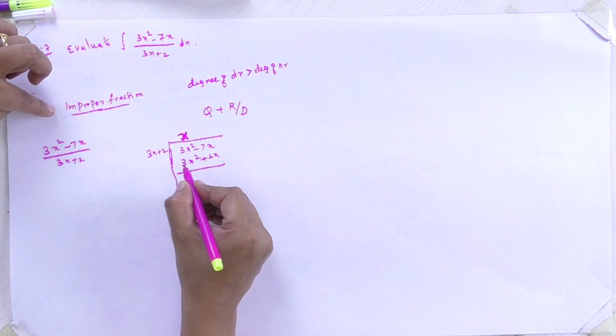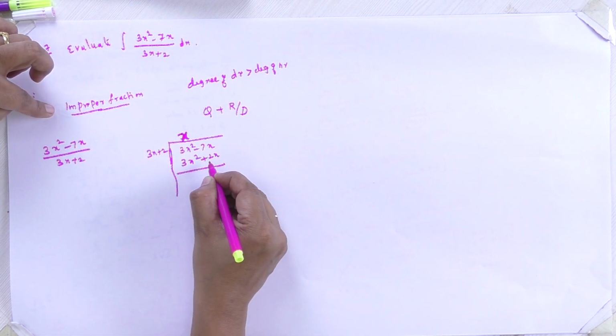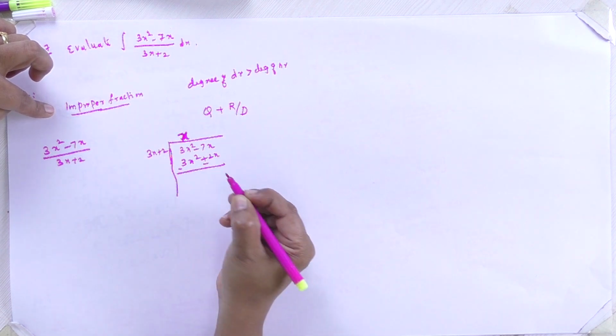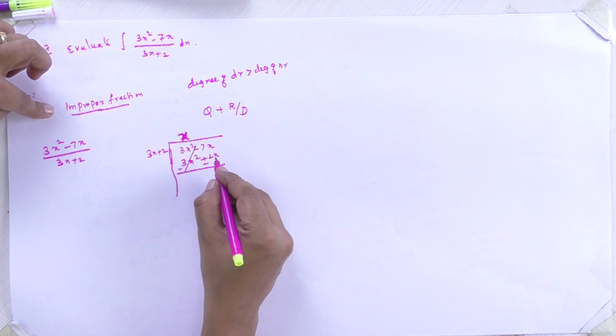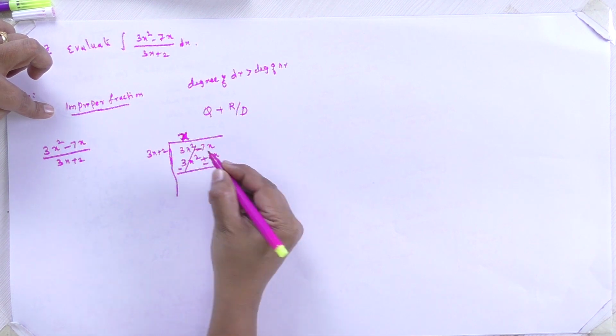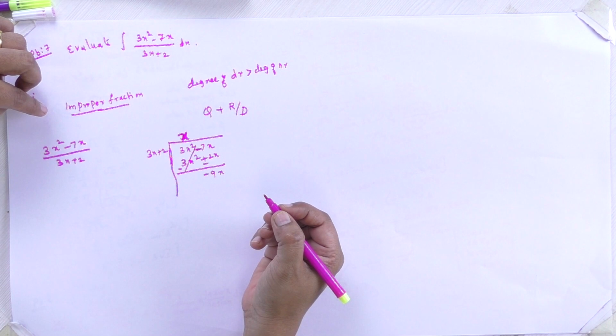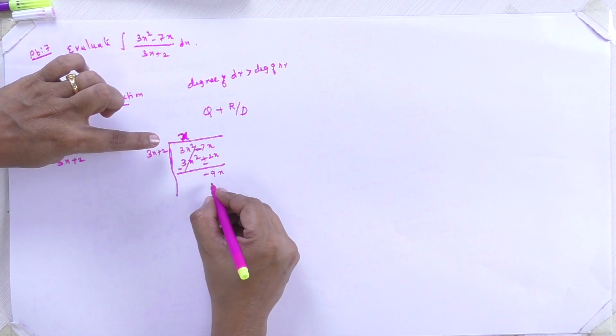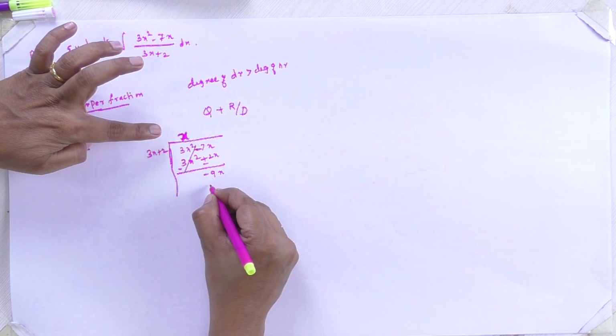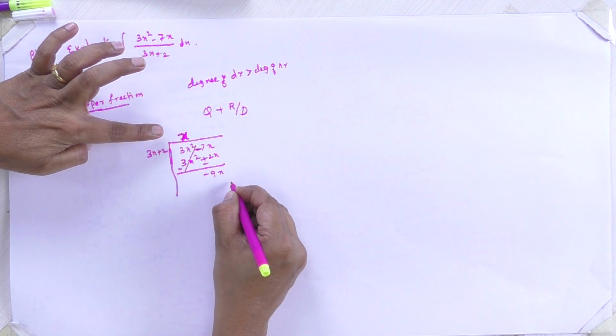3x into x becomes 3x square. See, the signs are positive, so you make them opposite signs here. So these two get cancelled, right? Already we have minus, so minus 7x minus 2x becomes minus 9x. Then we have to make this also minus 9x.